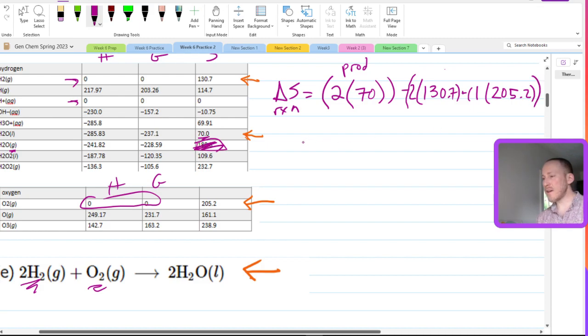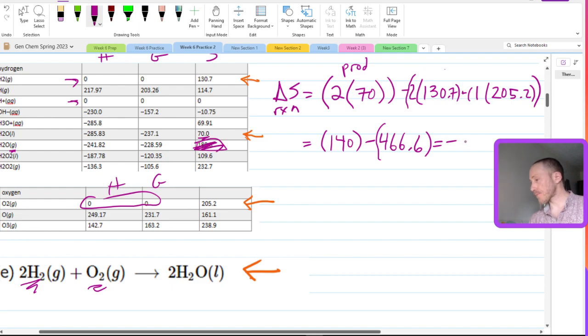And I already did the math, and I just want to rush through this. So if you do the math on that, then, well, I'll give you one step. After you crunch that a little bit, what you end up with, that part's kind of obvious, minus 466.6 is the whole reactant part. So you can see that this is going to be negative. It's going to be negative 326, and all of that was in joules per mole Kelvin.